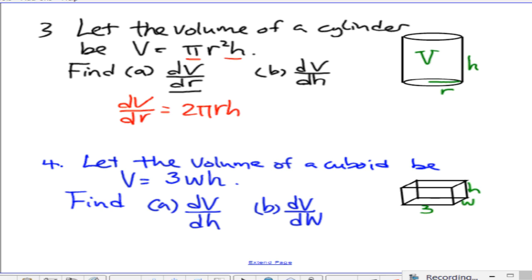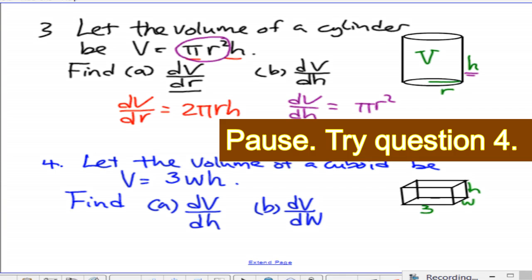The next one is dV/dh, that is, how much the volume changes with a small change in the height. So in this case, you will have to treat pi r squared as a constant, and dV/dh in this case will be pi r squared, because with respect to h, the answer is just pi r squared. Very good.